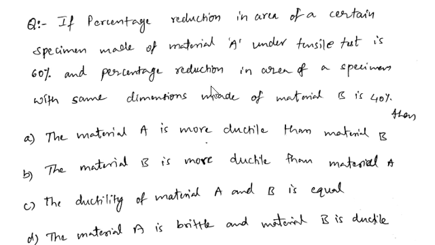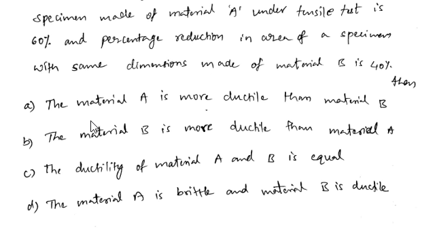Now the next question: the percentage reduction in area of a certain specimen made of material A under tensile test is 60%, and the percentage reduction in area of a specimen with the same dimensions made of material B is 40%. Here specimen 1 is made of A material and specimen 2 is made of B material, two different materials but the same initial dimensions. This is the given data.